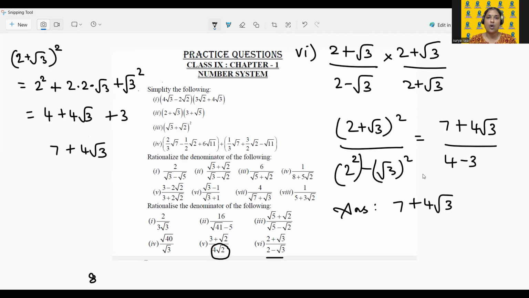See, this is all about simplifying rational numbers and rationalizing the denominator. Okay. I hope you understood all about simplifying and rationalizing the denominator in real numbers on this number system.